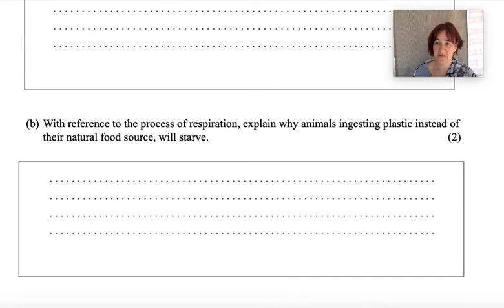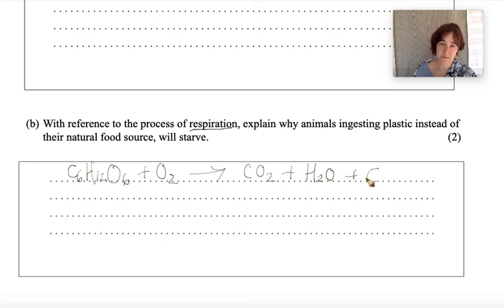Okay, so this question, I really wanted you to think about respiration. What is respiration? So respiration, I mentioned it earlier in the exam, it's glucose plus oxygen, and that is going to make carbon dioxide and water, okay, plus energy. So if the animals are ingesting plastic instead of their natural food source, they are not getting glucose, and therefore they are not getting energy. And that is the essence of their starvation.